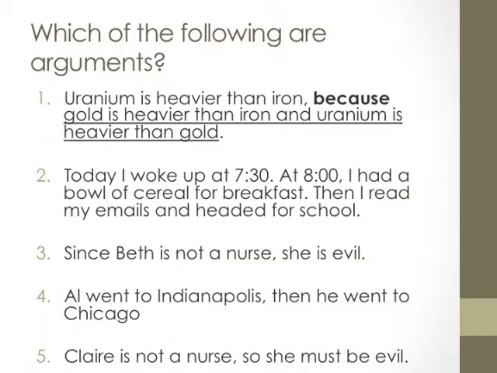Remember that we saw that "because," when followed by a statement, usually indicates that the statement in question is a premise. So everything that is underlined is a premise. The rest of the argument is the conclusion, namely that uranium is heavier than iron. In other words, this argument seeks to establish that uranium is heavier than iron and gives as grounds for that the circumstance that gold is heavier than iron and uranium is heavier than gold.